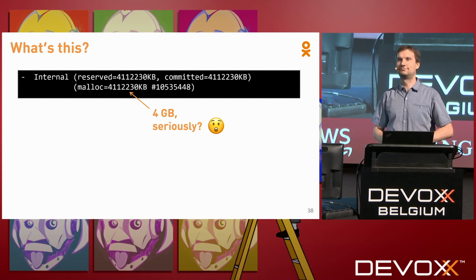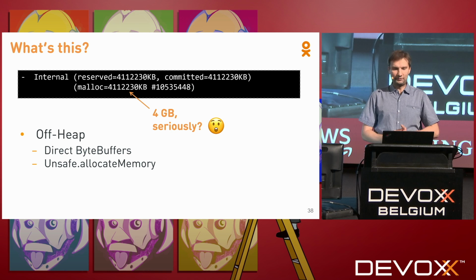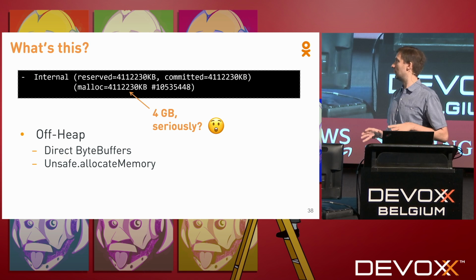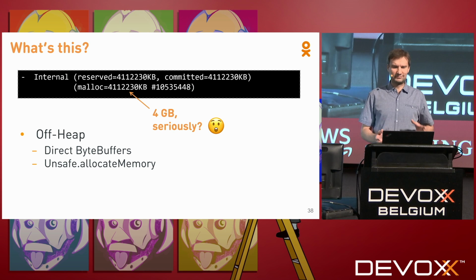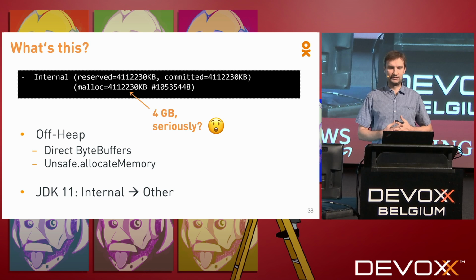This is the off-heap, or in other words, direct memory of the application. Whatever you allocate with Unsafe or through direct byte buffers goes to this internal section. But the name sounds confusing, right? Direct byte buffers have nothing to do with internal JVM memory. And this was fixed in JDK 11.